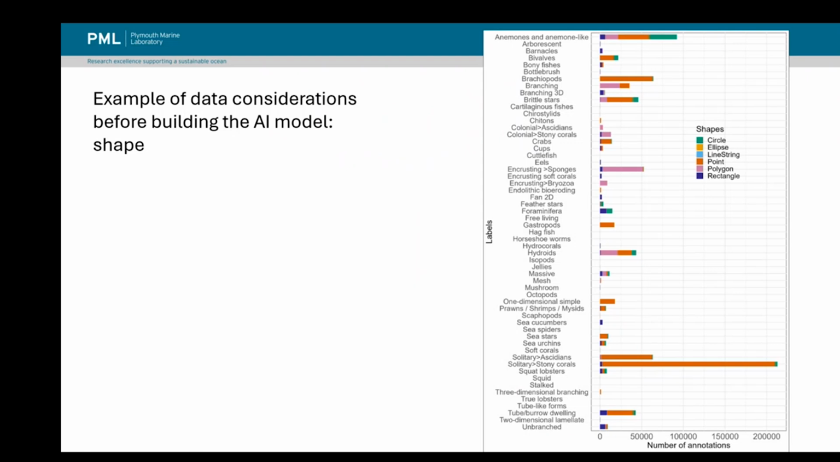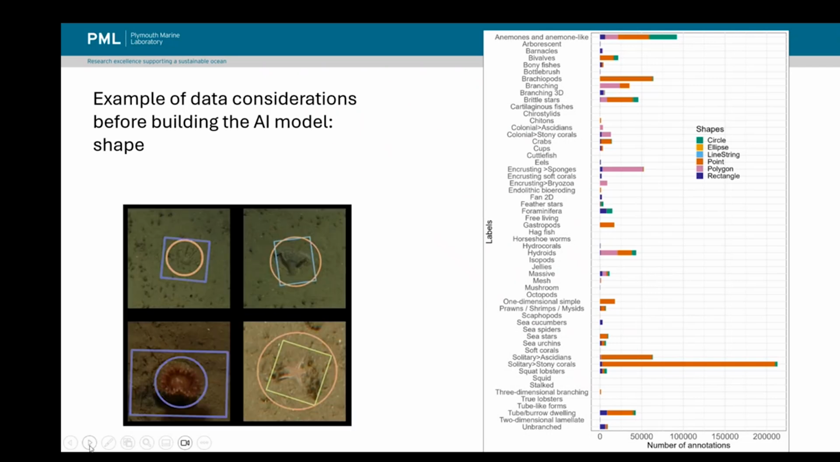First thing to consider is the different shapes used in annotation. By far and away, most of the annotations available were point annotations, you can see in this chart here. Many other different shapes were used, but a huge amount of the data was point annotations, which is problematic when it comes to training AI. You can see here a couple of different boxes and polygon annotations going on.